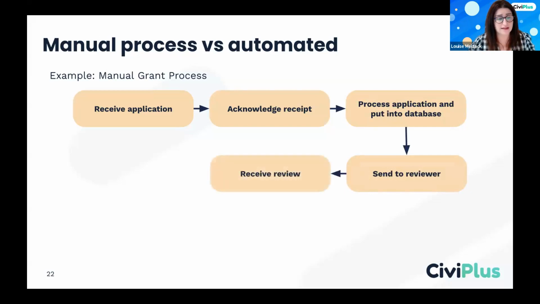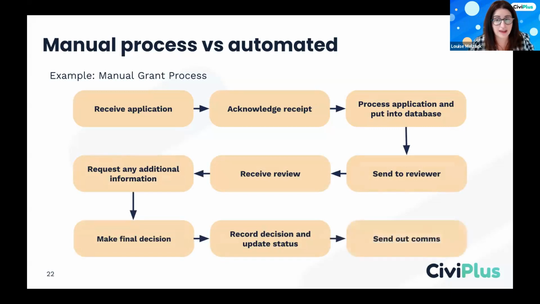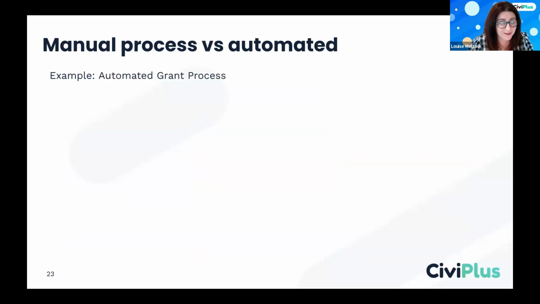The reviewer will then need to send back their review. There may be any additional information that needs to be requested. There will need to be a final decision made, of course, but then that decision will need to be recorded and the status updated and the communications sent out to the applicant. So all of this is a manual process for your staff at the moment. But comparatively, using a system such as CiviPlus, we can really streamline this process.